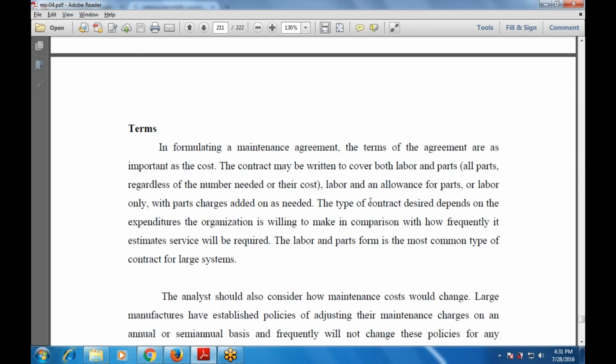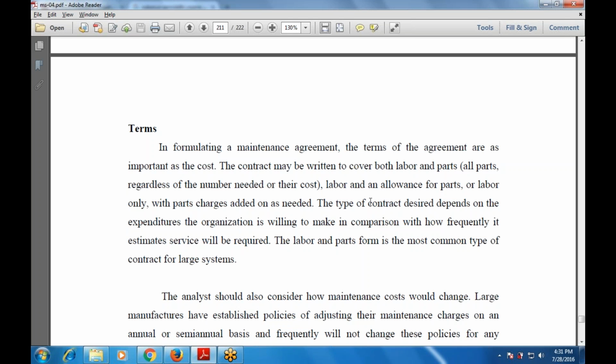So the contract may be written to cover both the labor and the parts. That means both the labor cost as well as the parts of the hardware will be covered. And the type of contract desired depends on the expenditure that the organization is willing to make in comparison. So, for example, the organization has a budget of 40,000 per month or per year.